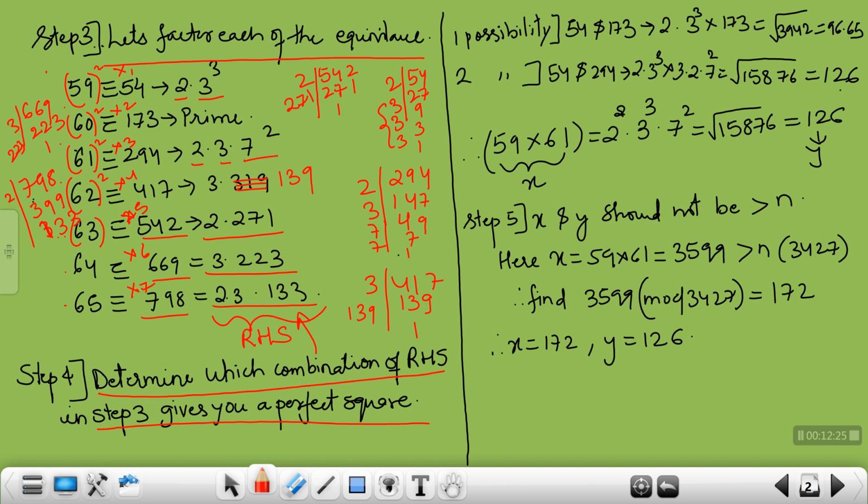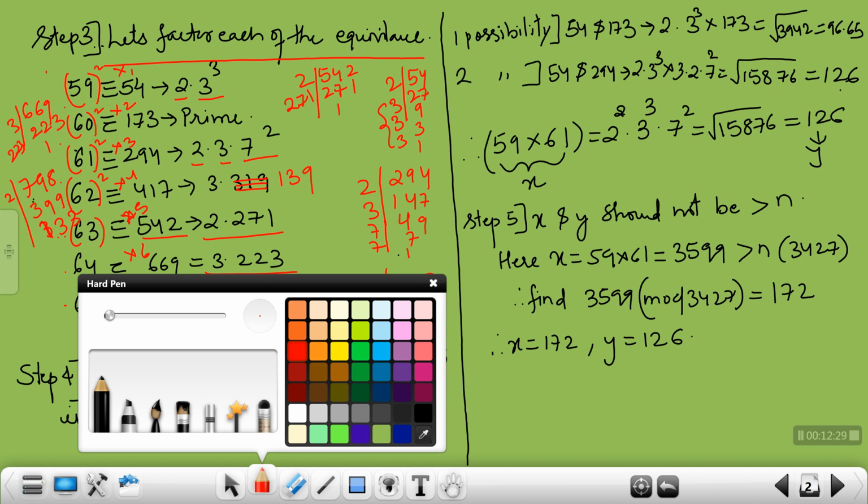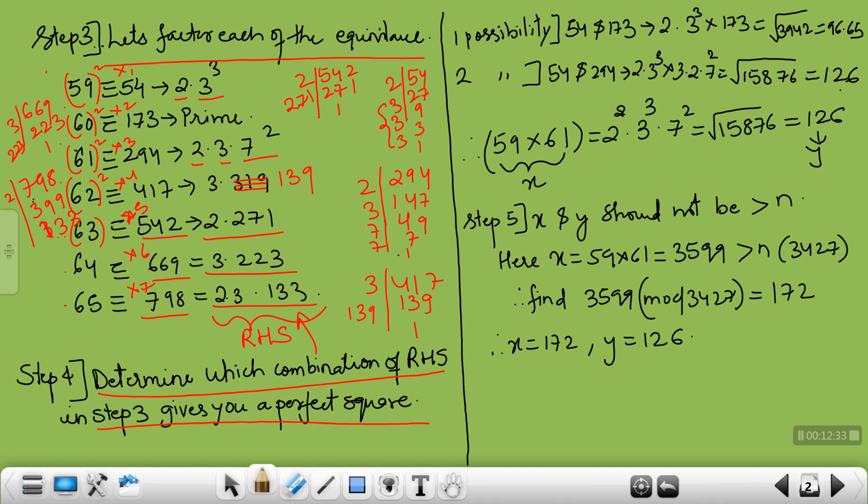So what I will do now is name these expressions. Let me use some other color. Let me name this expression number 1, this will be expression number 2, expression number 3, expression number 4, expression number 5, expression number 6, and expression number 7. So now I am calculating which combinations of RHS will give me a perfect square. So first I combine factors of equation 1 and 2.